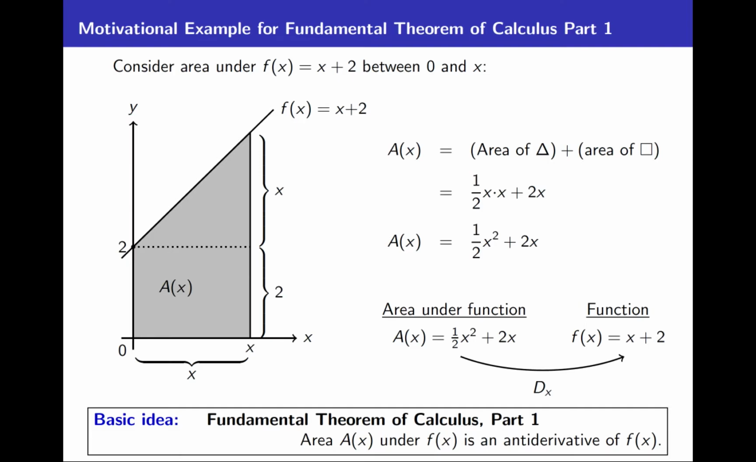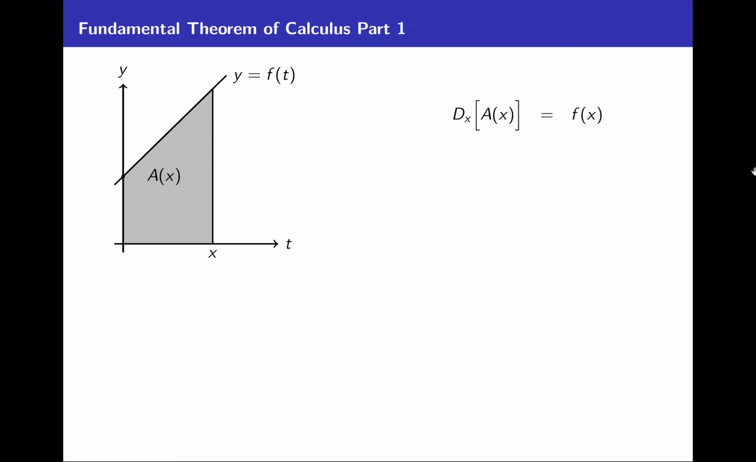Let's take that basic idea and make it precise. Here's a summary of the example from the previous slide. We've got our function f and a shaded region under f between 0 and x. And that shaded region has A of x square units of area. A of x is a function of x. If you change x, the shaded region changes, so its area changes, so A of x changes. A of x is a function of this x. In this picture, x is the right-hand edge of our area.